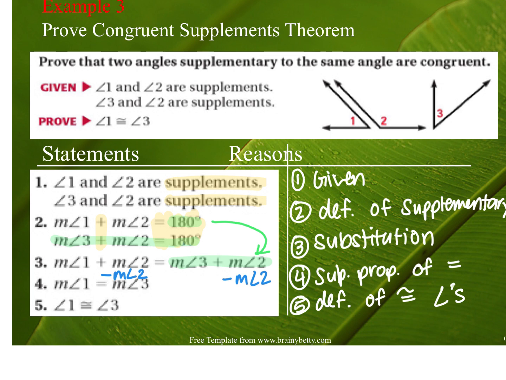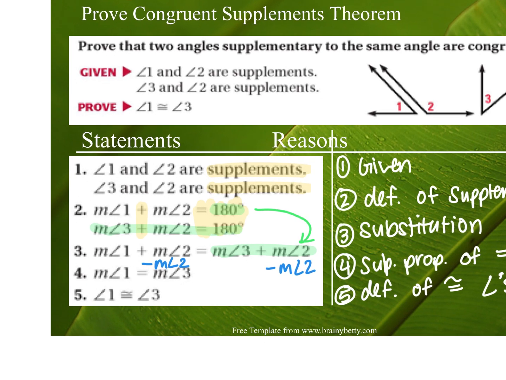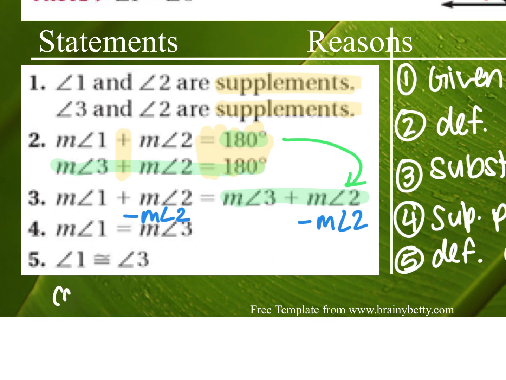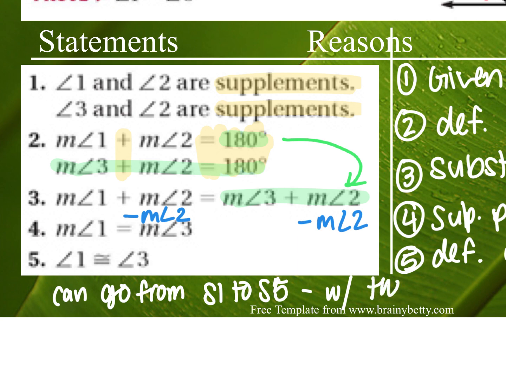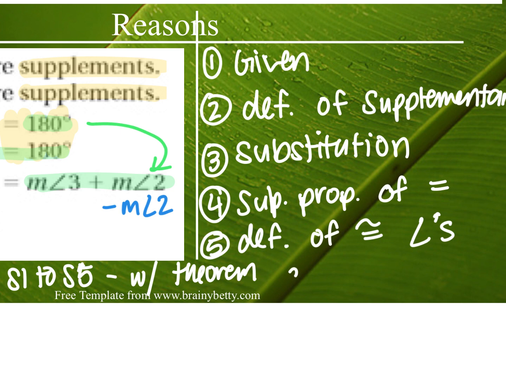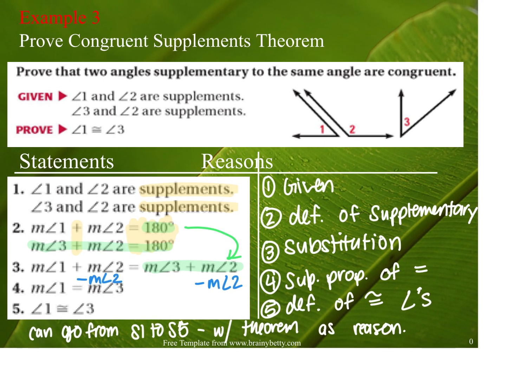Again, because I proved that supplementary angles are congruent, I could also do this one in 2 steps. Solving this in 2 steps, I can go from step 1 to step 5 with theorem as my reason. Again, which theorem are we talking about? We are talking about the congruent supplements theorem. So if I just wrote 1 given, 2 angle 1 is congruent to angle 3, my reason would be congruent supplements theorem. You have to remember what the criteria is in order to use it for my reasons.